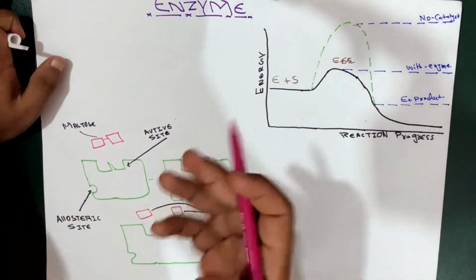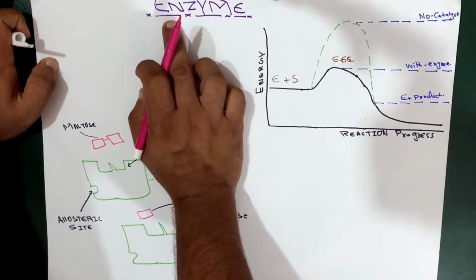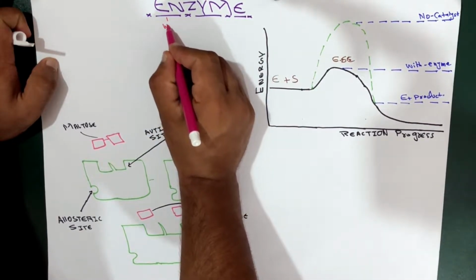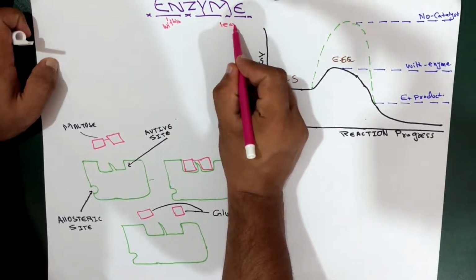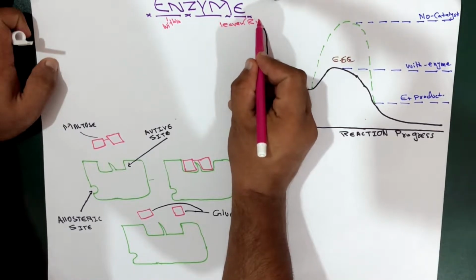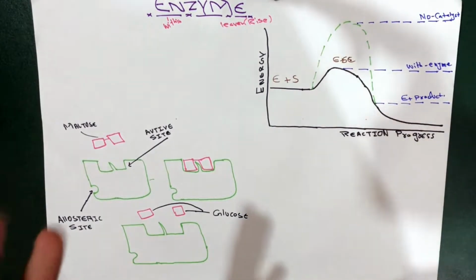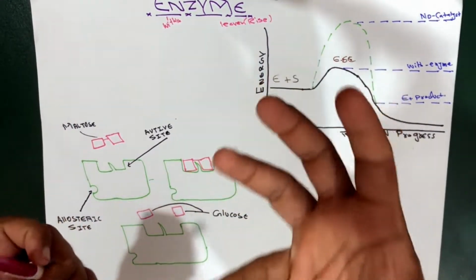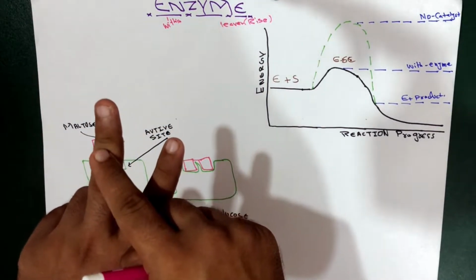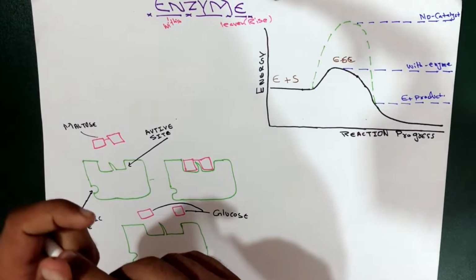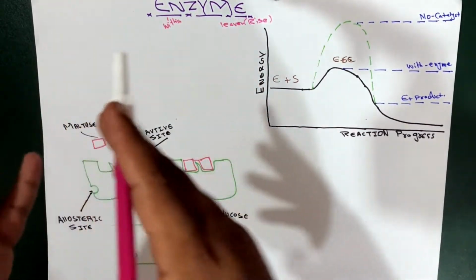So basically the word enzyme is made up of two words, en and zyme. En means within, and zyme means leaven, or you can say rise, which is a Greek word. Enzymes are proteins in nature with high molecular weight, protein in nature, except the ribozyme. The main thing that enzymes are used for is that they are biocatalysts.